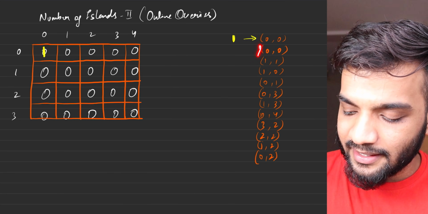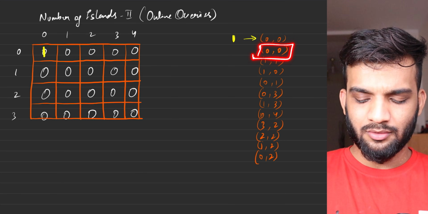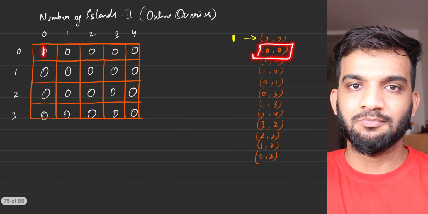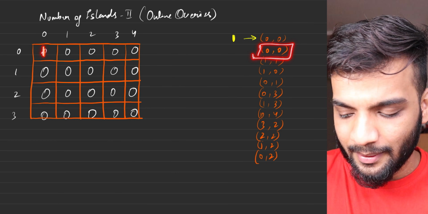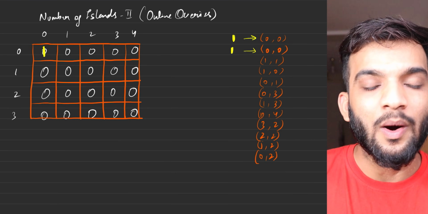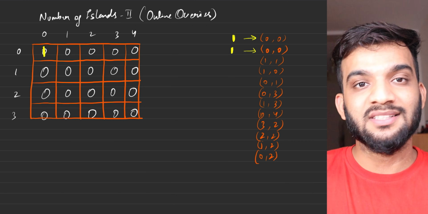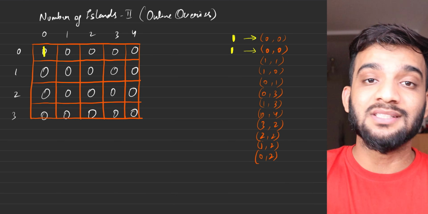The next one is 0, 0. But wait, we already have an island there, so there's no need to place the island again. Thereby, we still have one island. So remember this, if there is an island already, you do not place another island.